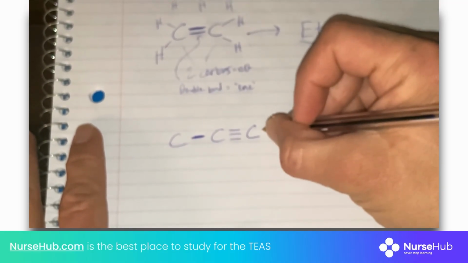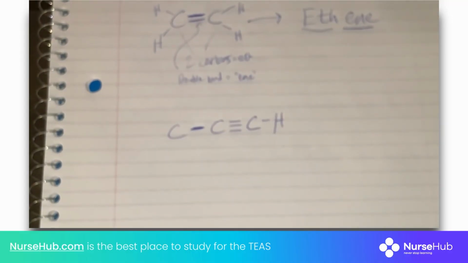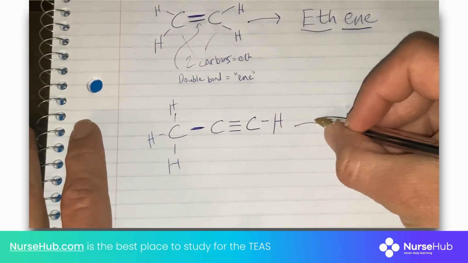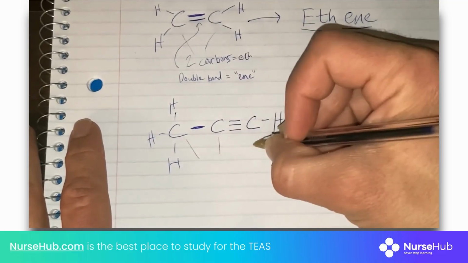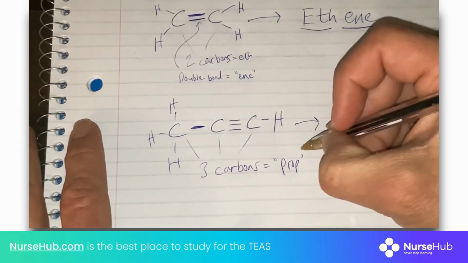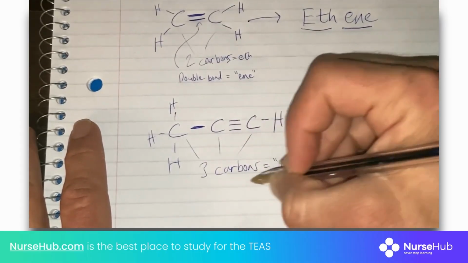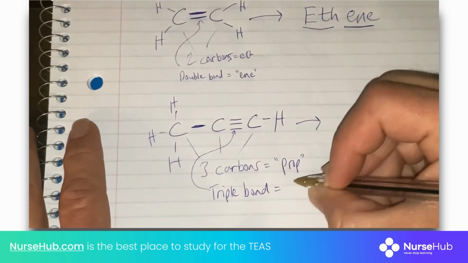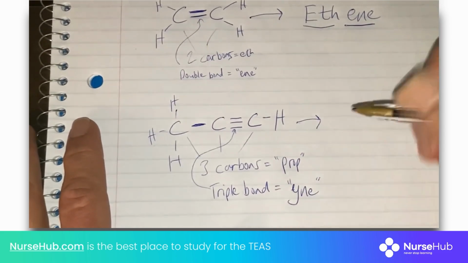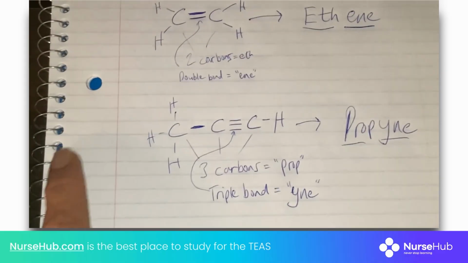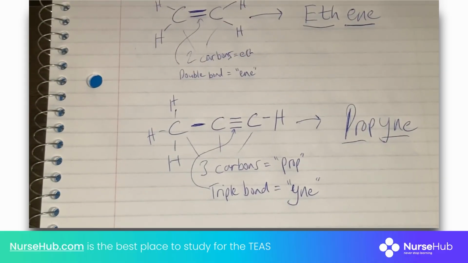Again, we're going to count our carbons. There are 3 carbons. Okay, so we know what that prefix is from 2 examples ago. Prop. But instead of propane, this will be propyne, Y-N-E. Propyne. Whenever you have a triple bond, the ending changes to an -yne. So 3 carbons, we have prop. A triple bond, we have the -yne ending. So the name of this compound is propyne.